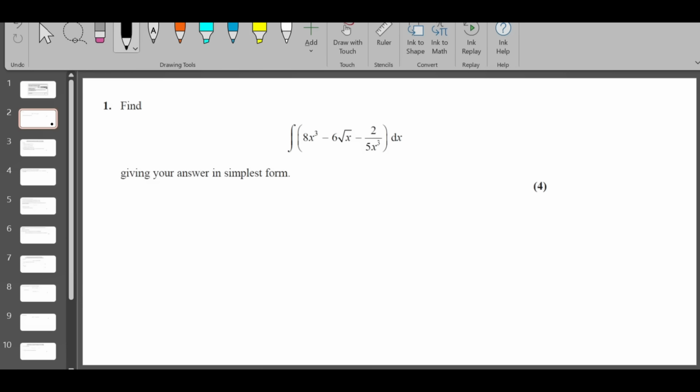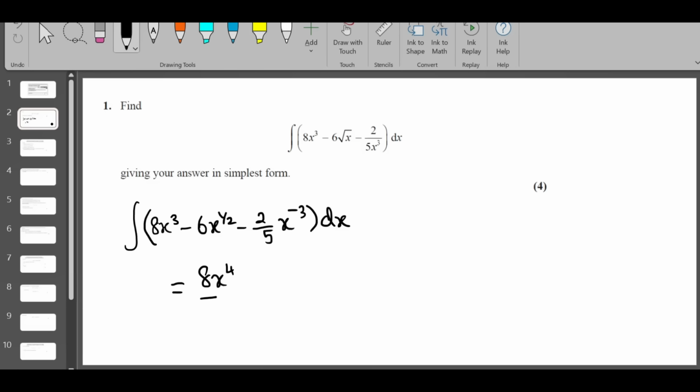So I'm going to write it properly first. I can write it as 8x cubed minus 6x power half minus 2 over 5x power minus 3 dx. Write it this way, it's easy to integrate. So 8x cubed becomes 8x power 4 by 4, minus 6x power half plus 1, which is 3 over 2, by 3 over 2, minus 2 over 5x power minus 3 plus 1 divided by minus 3 plus 1, plus 6. And then just simplify it.